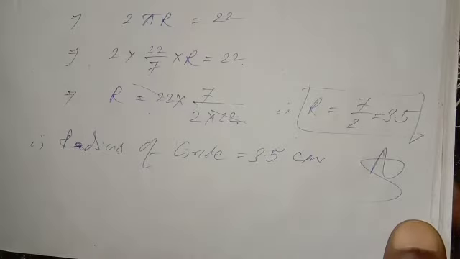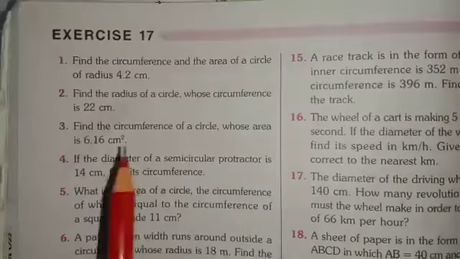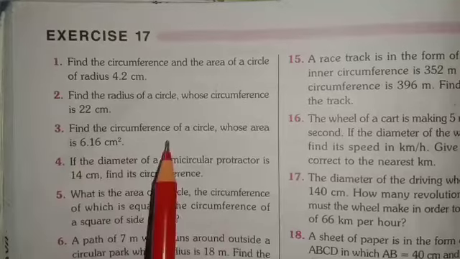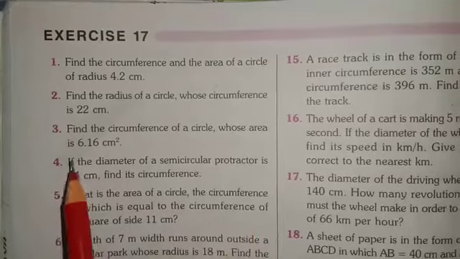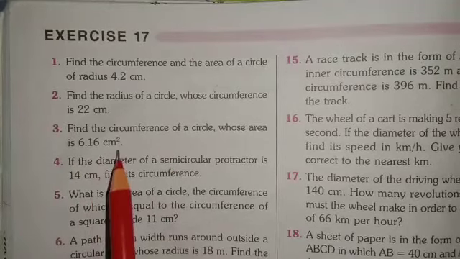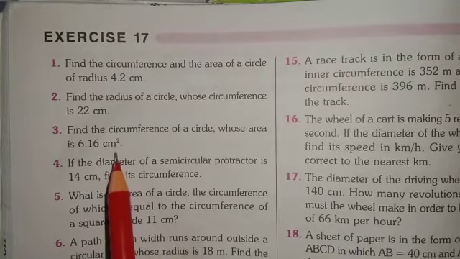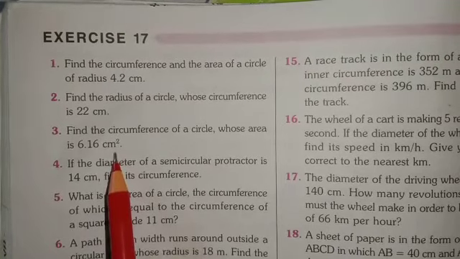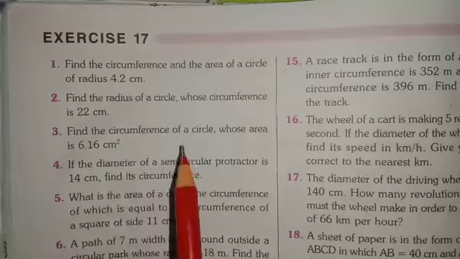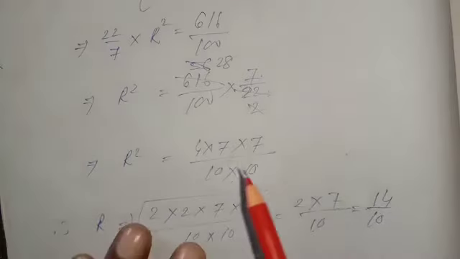Let us go to question number 3. Find the circumference of a circle whose area is given as 6.16 centimeter square. Area is given. From the area you can get the radius. After finding the radius, you have to find out the circumference of the circle. Just see question number 3. First of all, see what is given.